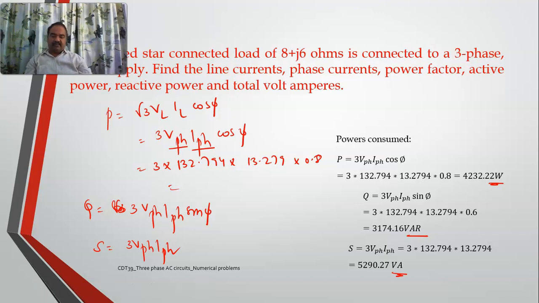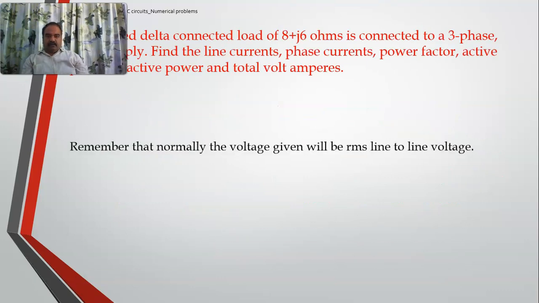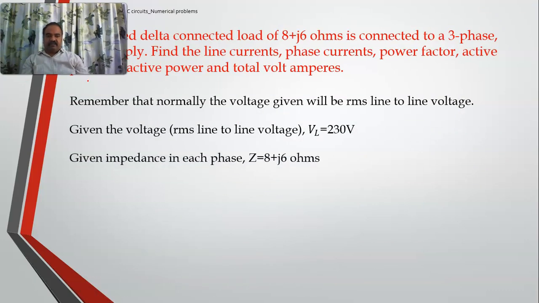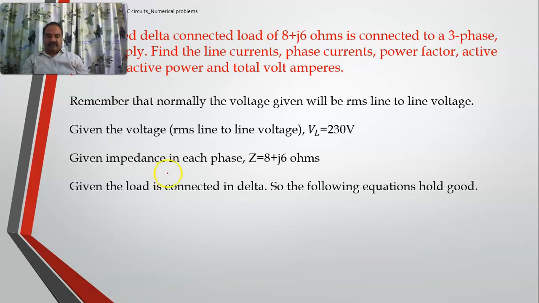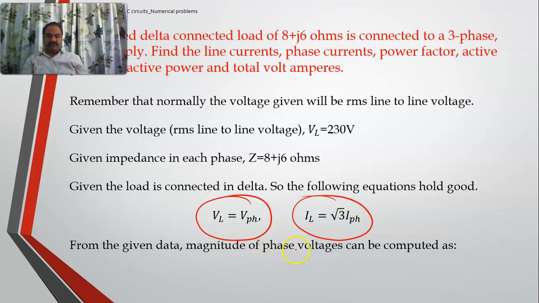Now, if the same thing is given to a delta connected load, what will the differences be? See here, the same impedance, the same magnitude, but the connection is in delta. The given things remain the same, the only difference is that it is in delta connection. In delta connection, what is the condition? VL is equal to V phase in magnitude and angle, whereas the currents are different. So how can the magnitude of the phase voltage be computed? Very simple. It is just the same as the line voltage, 230 volts RMS.